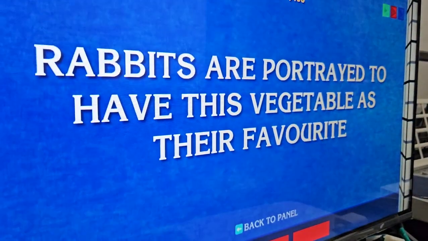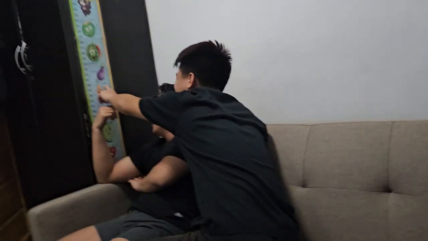Fruits for 800. The first fruit you think of, it is red. What is apple? Yeah, apple. Vegetables for 400, finish off the vegetables. Rabbits are portrayed to have this vegetable as their favorite. I know that one! What do you call that orange? What is carrot?